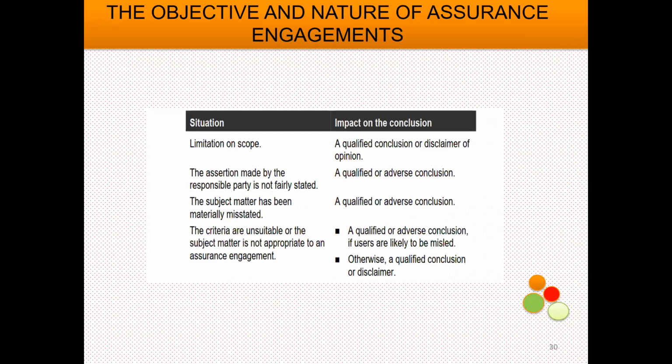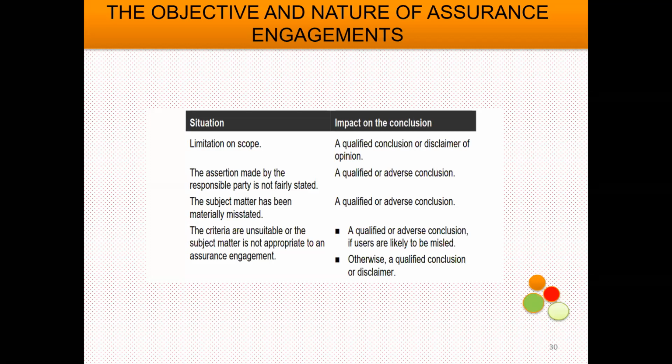So every situation has its kind of conclusion. So if you have a limitation on scope, when we say a limitation on scope, what do we mean? So a limitation on scope is basically where the auditor has been restricted. Please take note of this. And so it makes it difficult for the auditor to do their audit and come up with any reasonable conclusions. So the scope has been limited.